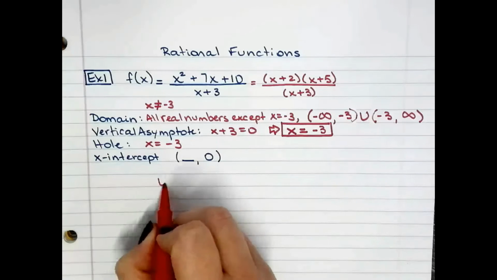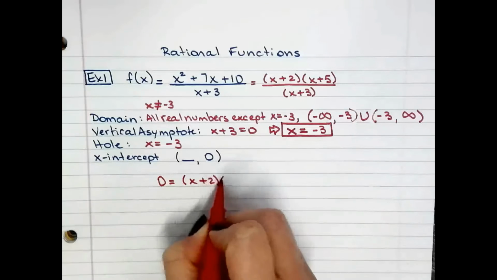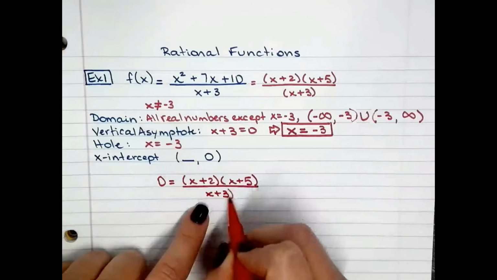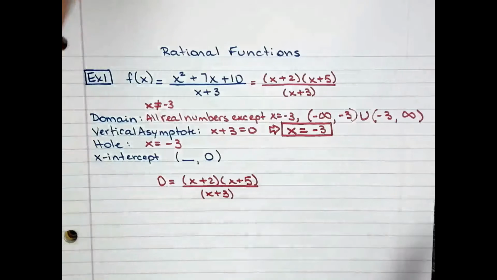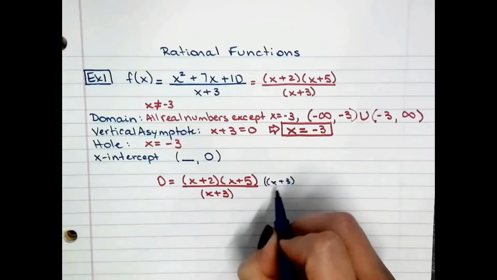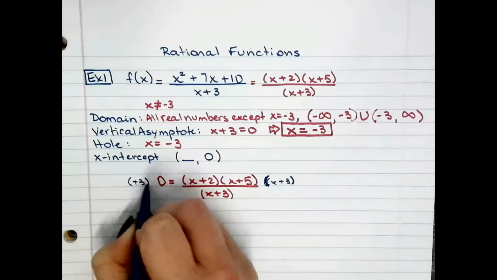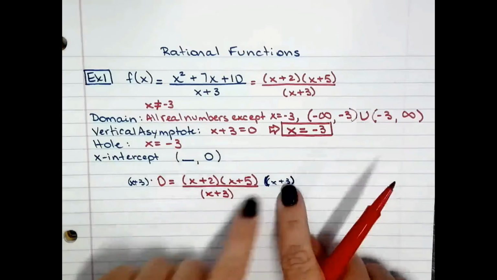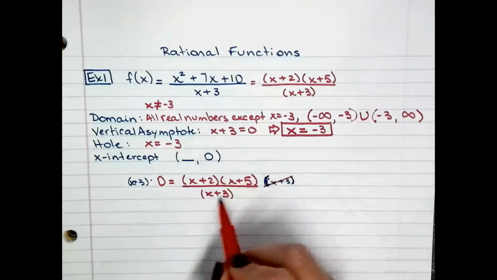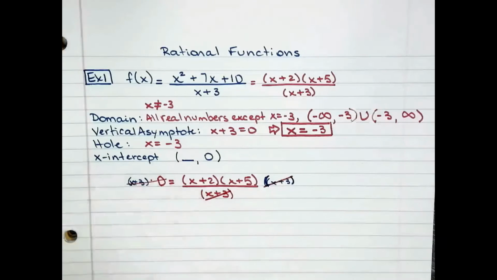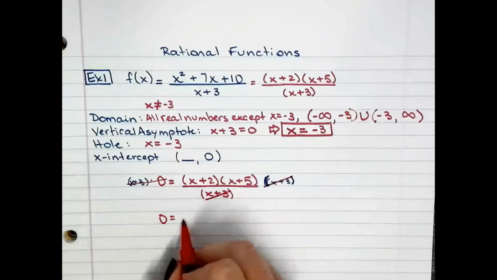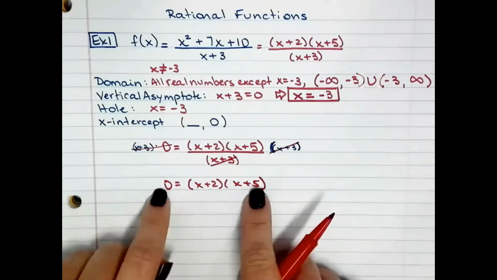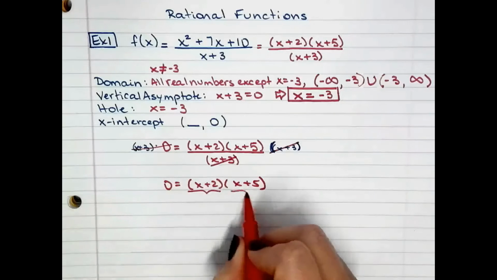So for me to find the x-intercept, y is 0. So I have x plus 2, x plus 5, everything over x plus 3. At this point, I multiply both sides by x plus 3. Everything multiplied by 0 is 0, and on this side I can simplify numerator and denominator down to 1. So 0 equals x plus 2, x plus 5. Now I will set each factor equal to 0 and solve. So this is a factor, this is a factor.